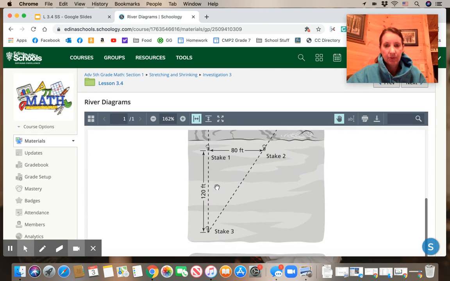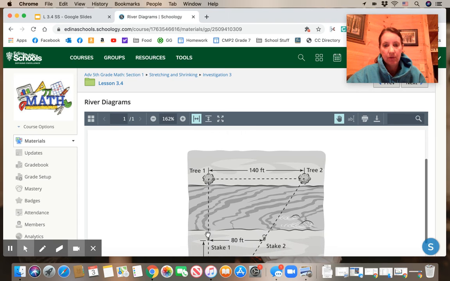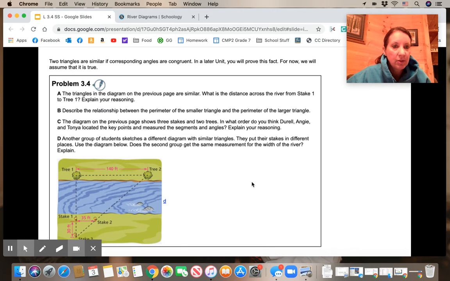So here's the first one. So what they want to know is the length just from tree 1 to stake 1. So you'd have to do a little math there to figure out the long side, but all they want to know is from the tree to the stake. Question B says, describe the relationship between the perimeter of the smaller triangle and the perimeter of the larger triangle. So again, once you find the scale factor, you should be able to figure that out.